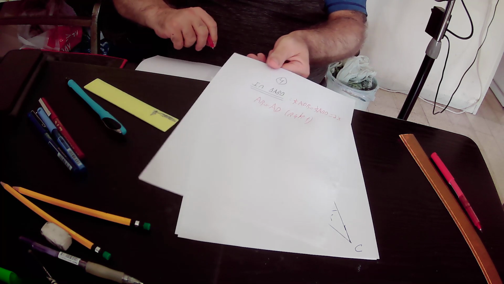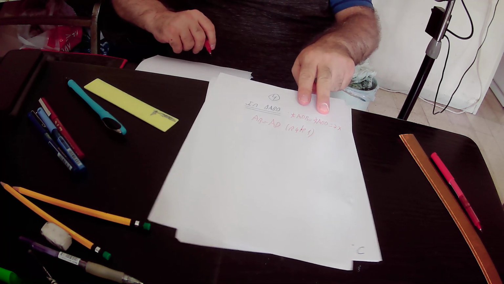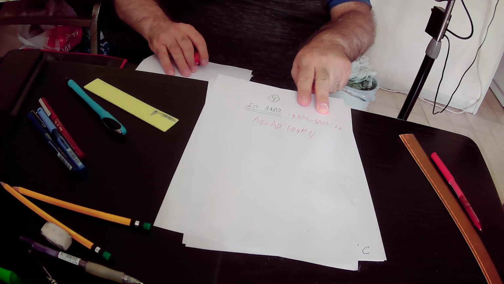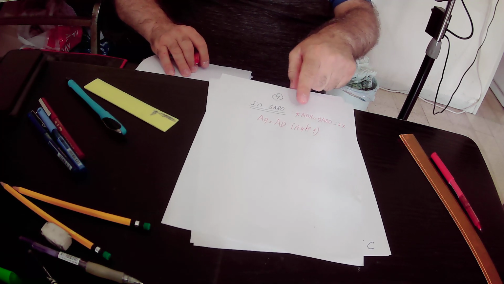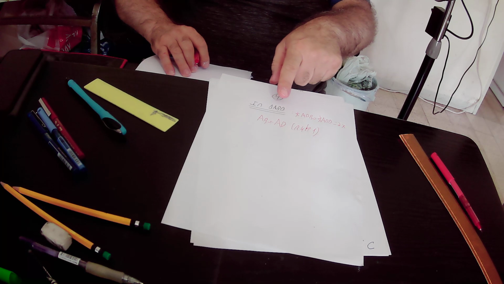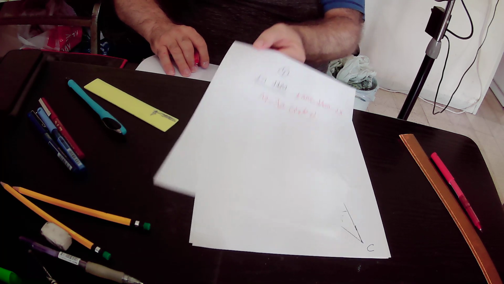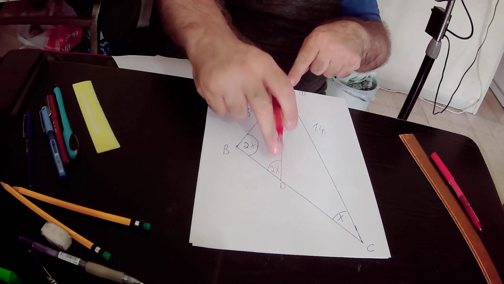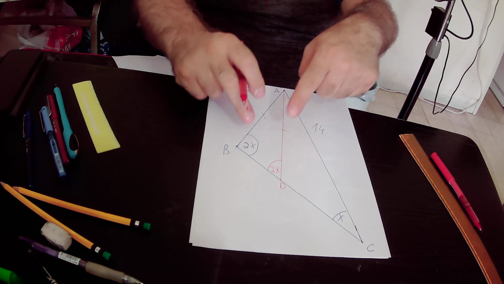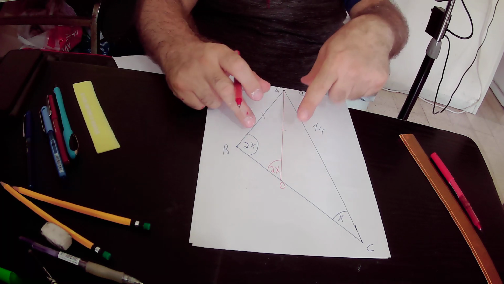In triangle ABD we have two angles that are equal to each other. Both those two angles are equal to 2x. Therefore, according to rule number 1, AB will also be equal to AD, because in front of equal angles we have equal sides.